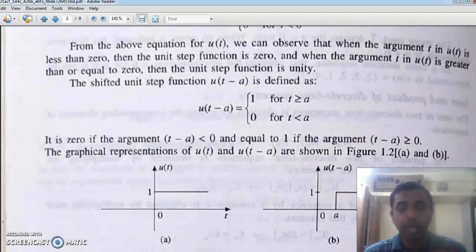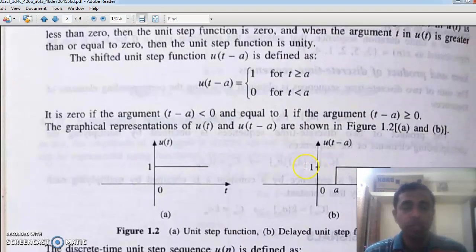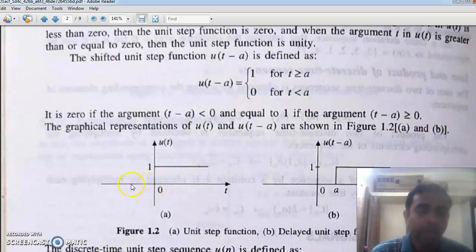We'll see the diagram. This is how it looks graphically. When you see it graphically, you will understand the mathematical expression or the definition in a better way. That is, from t is equal to 0, the value of u of t is 1. The magnitude is 1 hereafter. For t greater than or equal to 0, the magnitude is 1. For t less than 0, the value is 0.